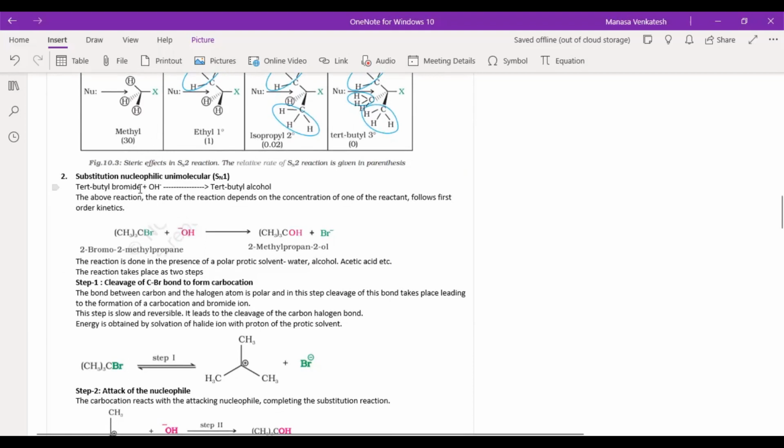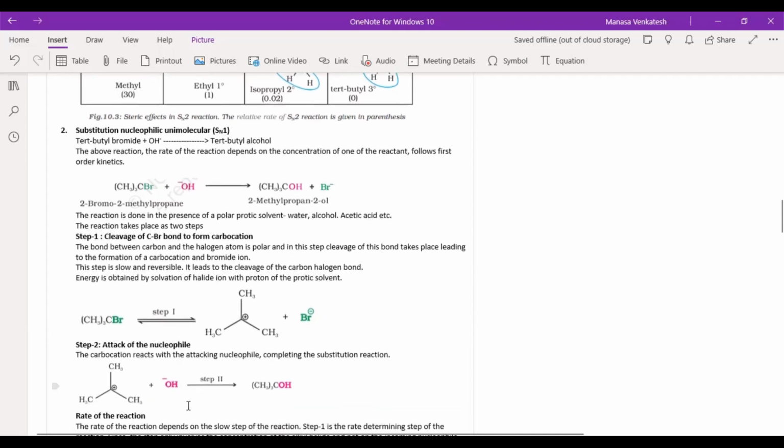So here you have tertiary butyl bromide reacting with OH minus to give us tertiary butyl alcohol. The first step is the cleavage of the C-Br bond. Now, as we know, the C-Br bond is highly polar because of the electronegativity of the bromine atom. Because of that polar nature, the bromine is going to get kicked out, and this leads to the formation of a carbocation. Now, this carbocation is what is going to undergo reaction with the nucleophile, and in this case, if you notice, it can attack either from here or from here.